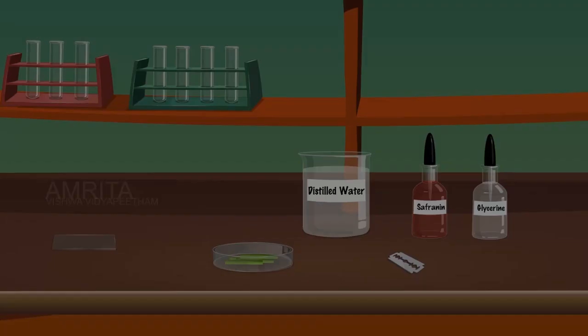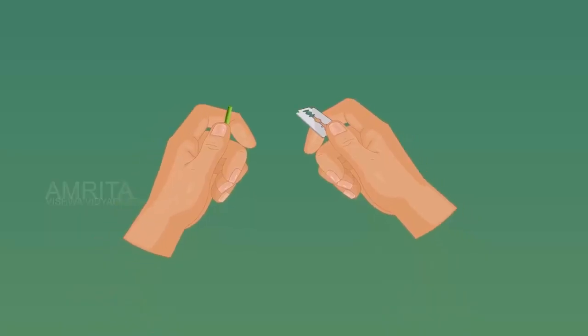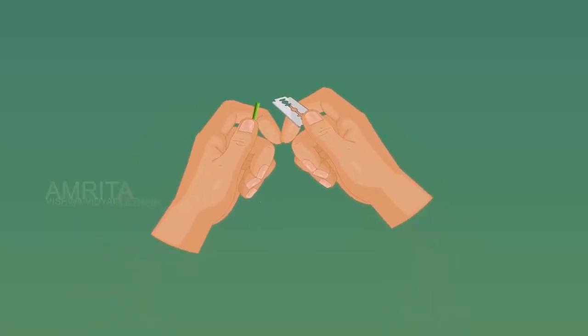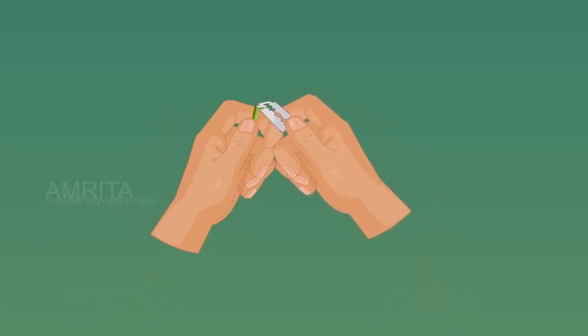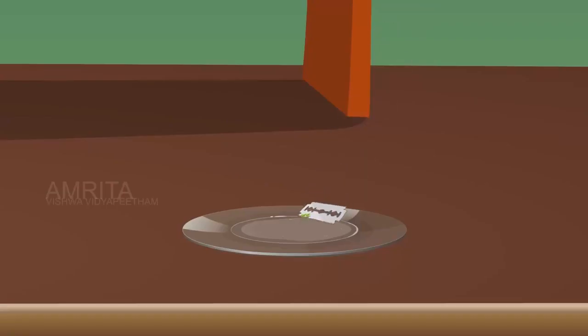Procedure: take a blade and a stem to be sectioned. Hold the stem to be sectioned horizontally between the thumb and the first finger of your left hand. Cut sections of the material quickly using the blade. Transfer the sections into a watch glass containing water.